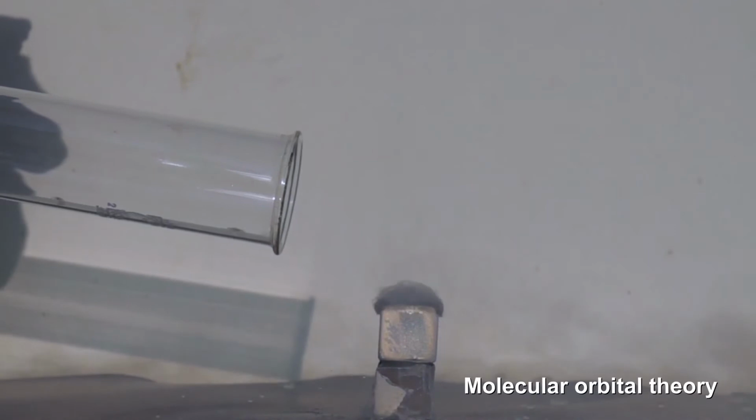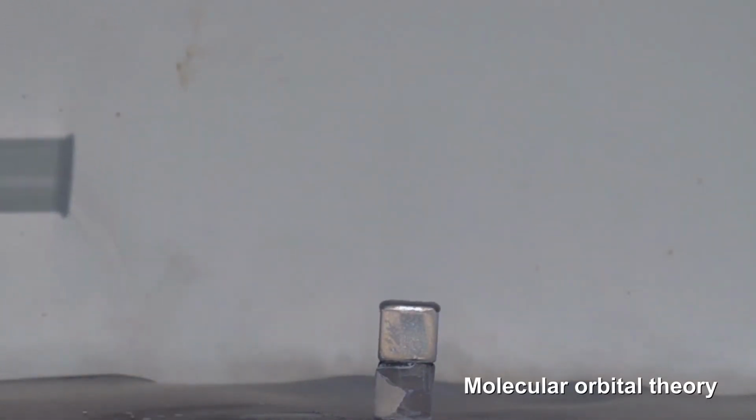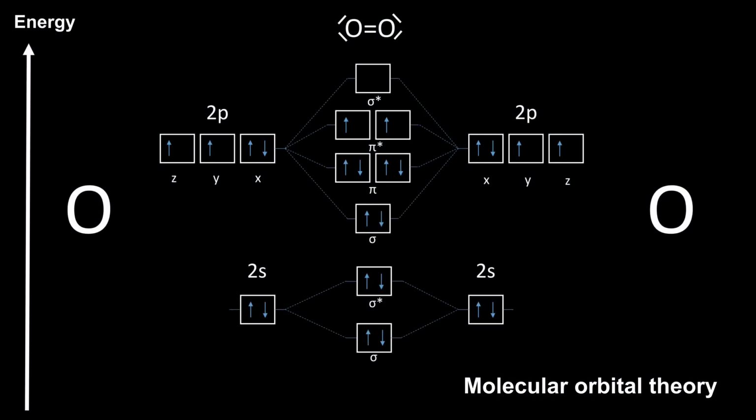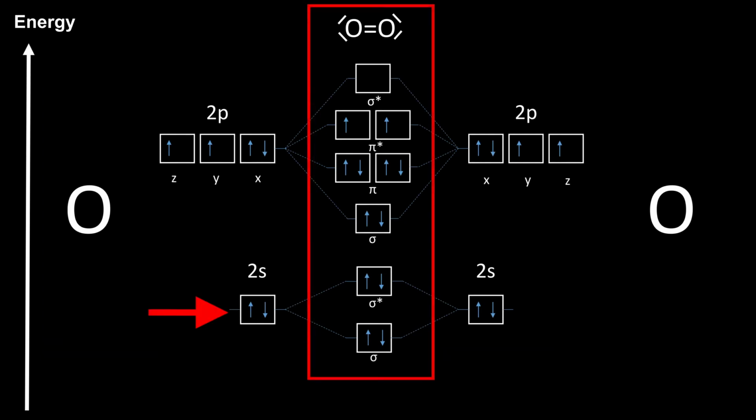The oxygen is obviously attracted by the magnet, which can be explained with the molecular orbital theory. For the oxygen, the diagram looks like this. To the left and right are the atomic orbitals of the 2 oxygen atoms, which can be used to form molecular orbitals. Both of the s orbitals of the oxygen atoms provide 2 electrons each, so the bonding and anti-bonding orbitals are filled with electrons, leading to no bond.